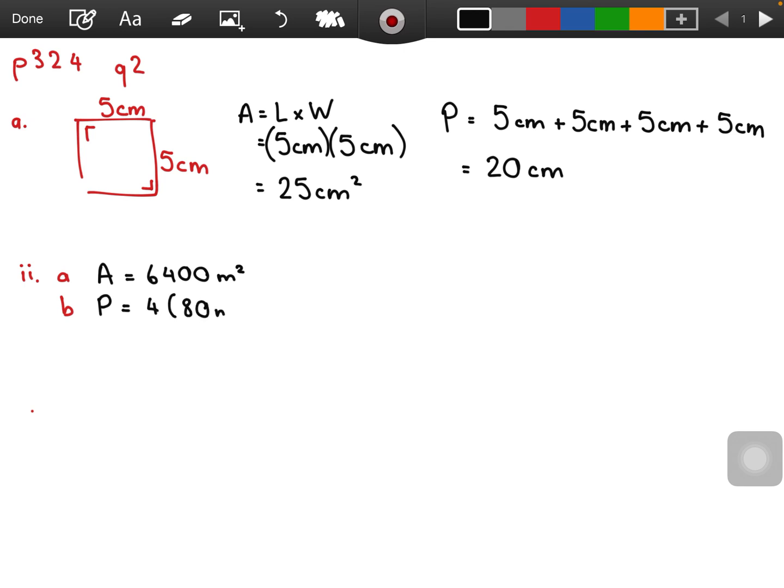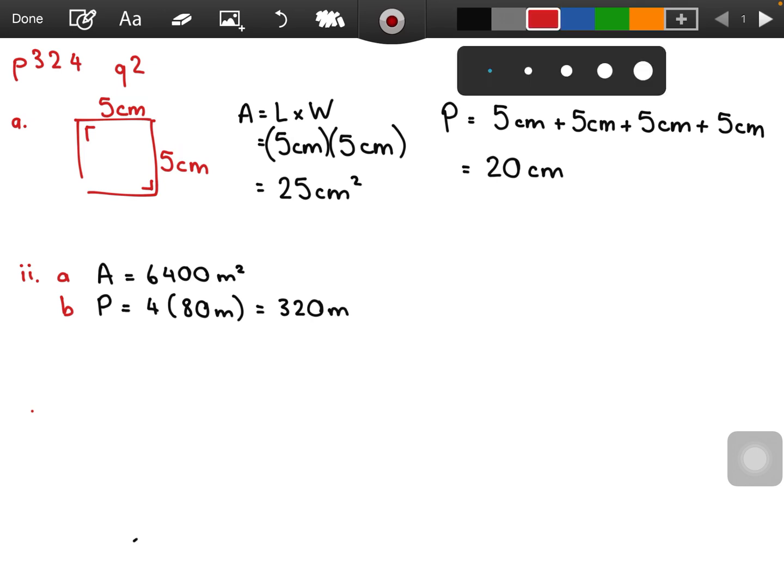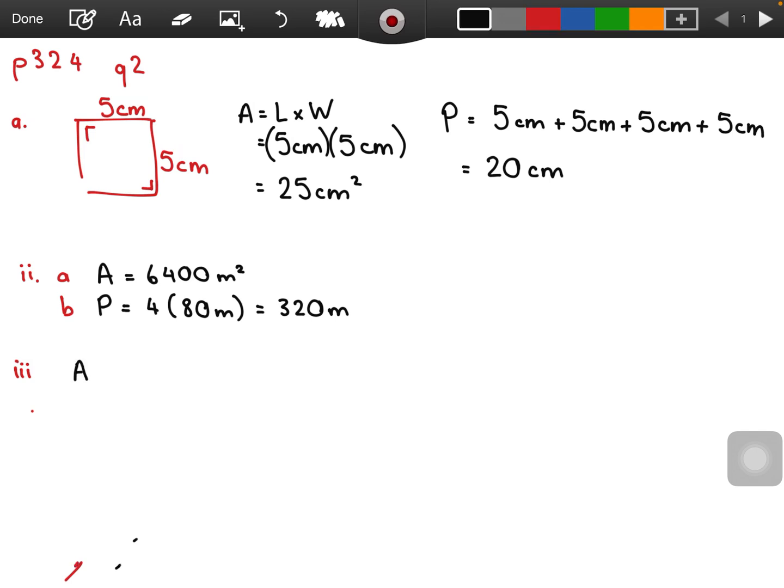And the perimeter, so B, the perimeter is going to be 80 plus 80 plus 80 plus 80, 4 times. So 4 times 80 meters, or we can add 80 together 4 times. So we get 320 meters is my perimeter there.